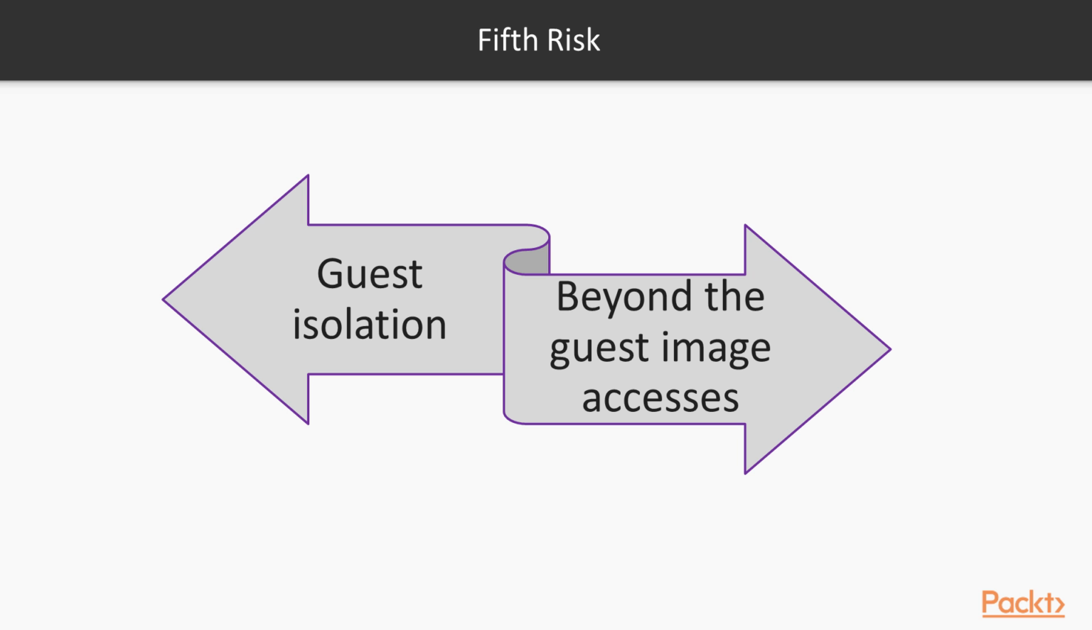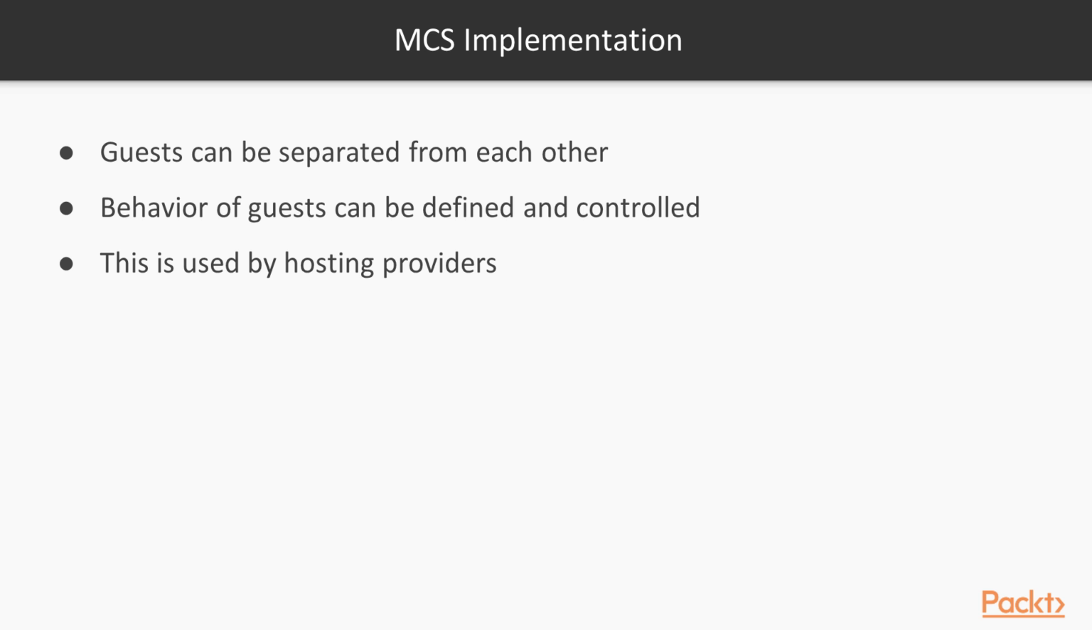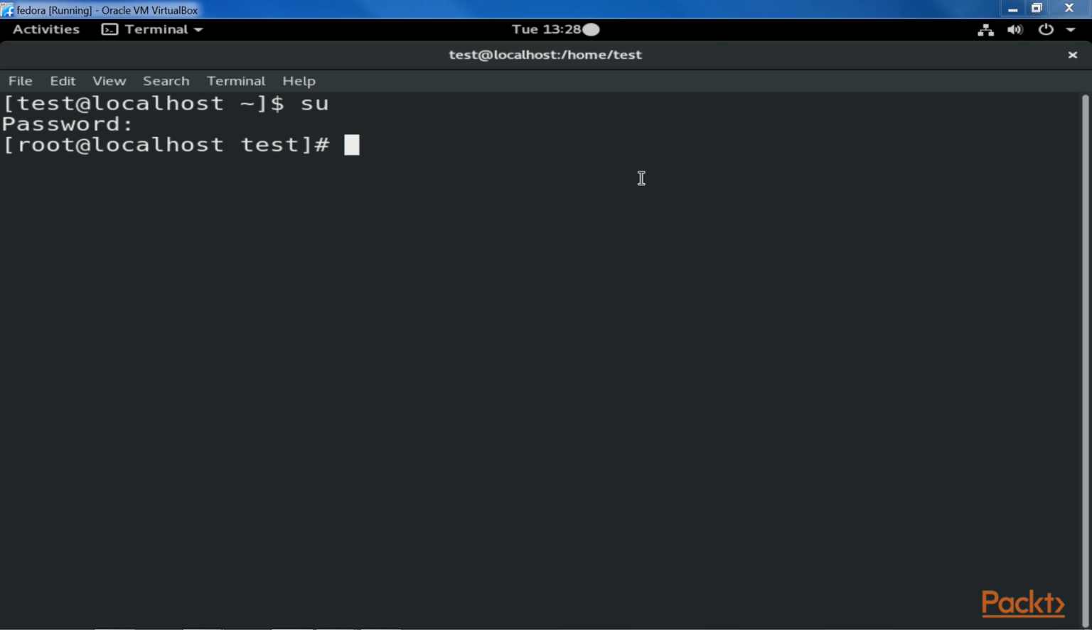Finally, SELinux also offers improved guest isolation, which goes beyond just the guest image accesses. Thanks to SELinux's MCS implementation, guests can be separated from each other in a mandatory approach. And with type enforcement, the allowed behavior of guests can be defined and controlled. This is a key capability used by hosting providers, as they allow running untrusted guest virtual machines. Now let's move ahead and see how to reuse existing virtualization domains.